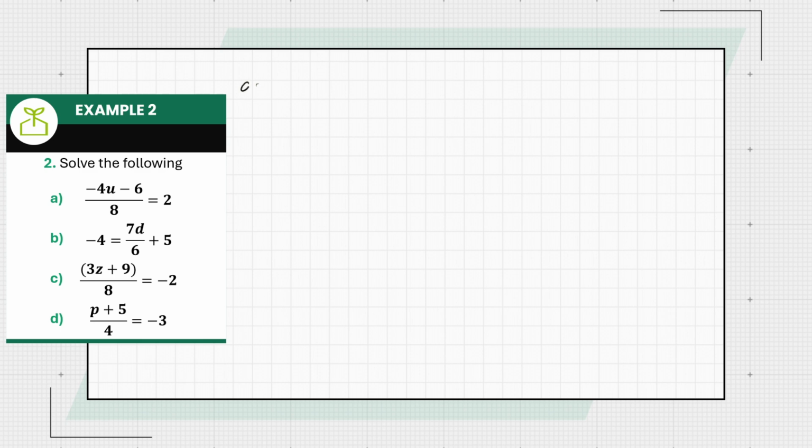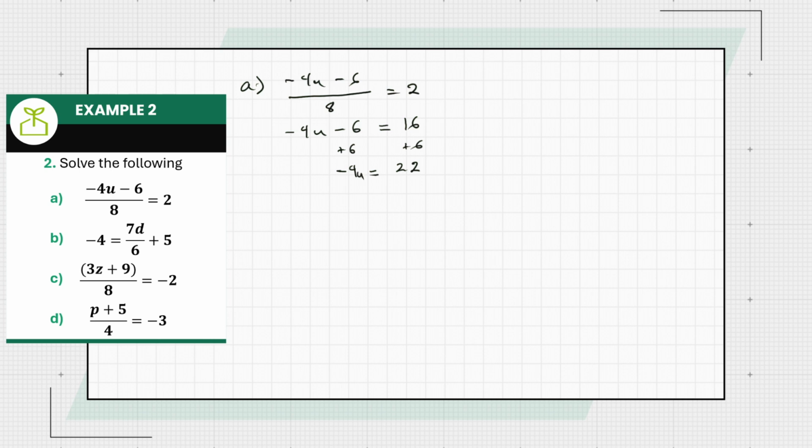Okay, let's get started. So if we look at A, we have (negative 4u minus 6) all over 8 is equal to 2. To get rid of that divided by 8, we're going to times both sides by 8. The result will be negative 4u minus 6 is equal to 16. Now, in order to get rid of this negative 6, I'm going to add 6 to both sides. The result is going to be negative 4u is equal to 22.